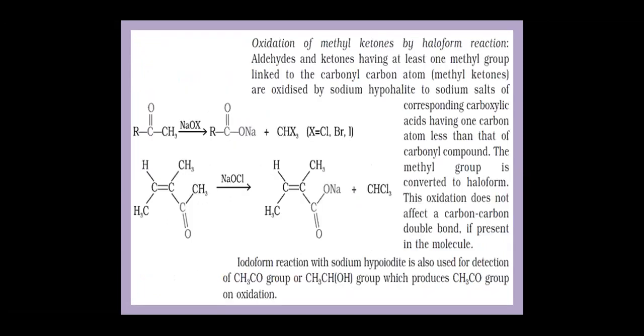Oxidation of methyl ketones by the haloform reaction. When these ketones are treated with sodium hypohalite, they form the sodium salt of the corresponding carboxylic acid having one carbon atom less than that of the carbonyl compound, and the methyl group is converted into haloform. This oxidation does not affect a carbon-carbon double bond if present in the molecule. The iodoform reaction with sodium hypoiodide is also used for the detection of the CH3CO group or the CH3CHOH group, which produces the CH3CO group on oxidation.